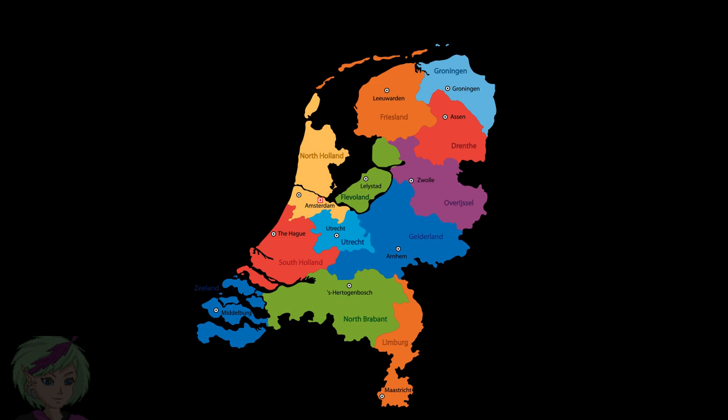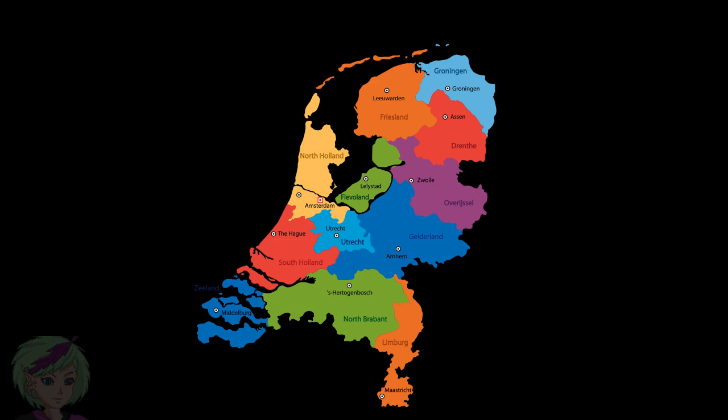Of course, those who paid attention to the map of Holland that I showed saw that yellow was North Holland and red was South Holland. And yes, it has been divided in two areas. And why is that? Well, that has a political reason.